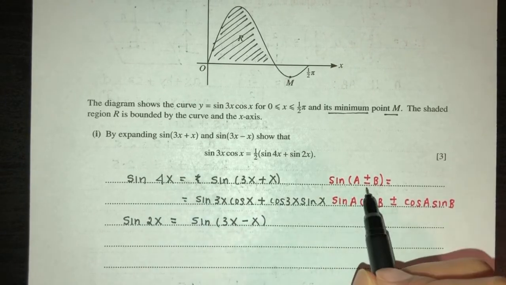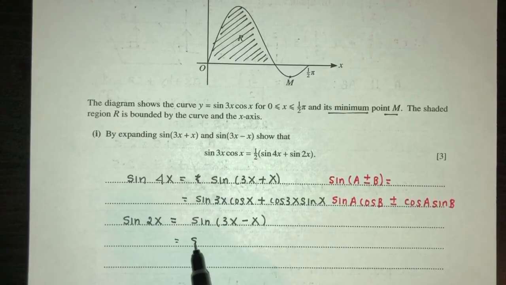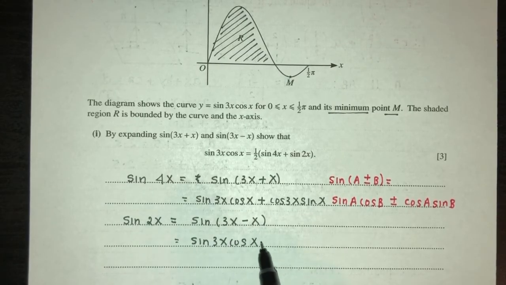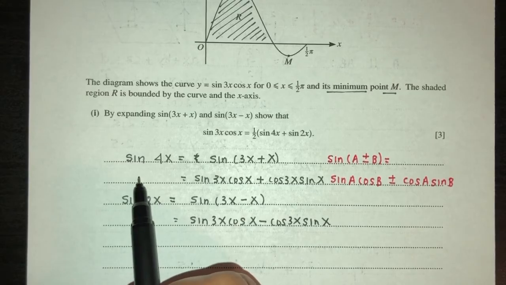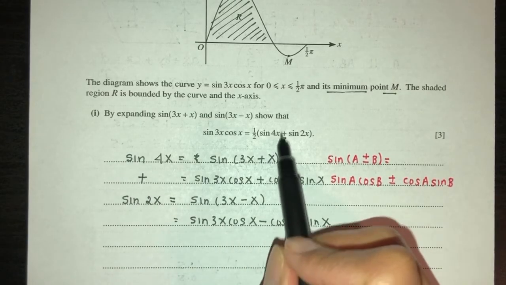That will be minus, so you have to use the minus. Equal to sine of 3x cos x minus cos of 3x and sine x. Now we can just try to add those two, because here we have plus. Well, let's add those two.